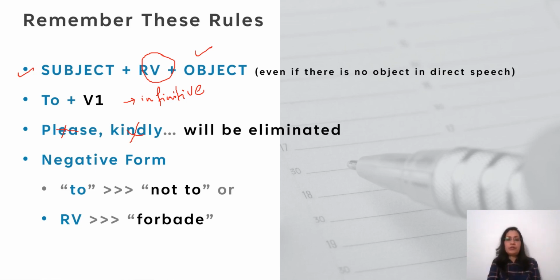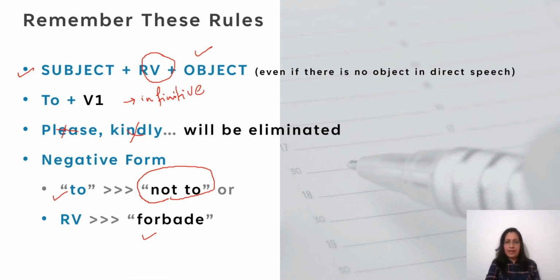Or you can also change it into a forbidden sentence. The teacher forbade us to talk in class. Both forms are correct. So you have to replace, if it is a negative form, you have to replace it with the not to form of the verb. Not to. To talk changes to not to talk. Close changes to not to close. So, and you can also write it as a forbidden sentence, right?